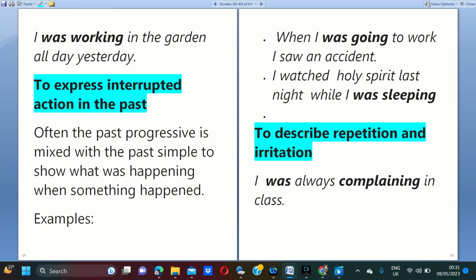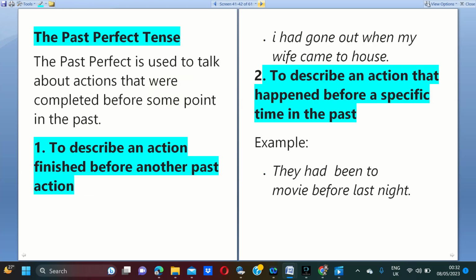Sometimes we can explain irritation and repetition with the help of past continuous tense. I was always complaining in the class. This is a kind of repetition. Next, past perfect tense. Past perfect tense is used to talk about actions that were completed before another point in the past. Few actions were completed before another action or before another time in the past.